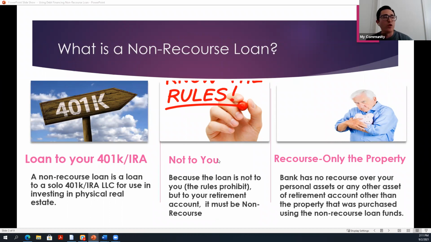So what is a non-recourse loan? This is when a loan is made to your retirement account, like your solo 401k or IRA LLC, for use in investing in physical real estate. The loan is not made to you personally. It's made to your retirement account. It could be to your retirement trust. It could be to the LLC that's owned by your IRA. And it's non-recourse, meaning you're not personally guaranteeing it. The only recourse of the lender is to go after the property itself.